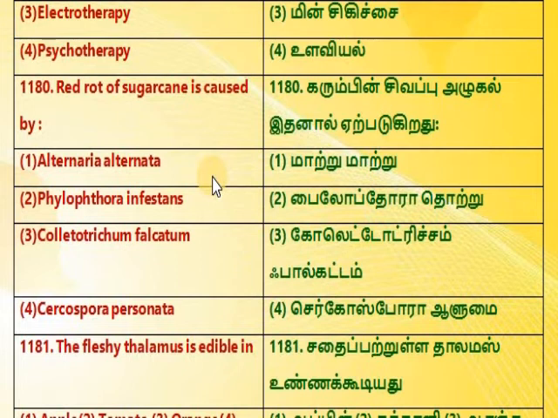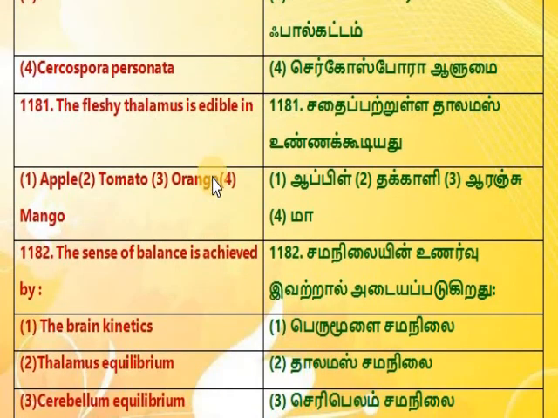1180. Red rot of sugarcane is caused by: 1. Alternaria alternata, 2. Phytophthora infestans, 3. Colletotrichum falcatum, 4. Cercospora personata. 1181. The fleshy thalamus is edible in: 1. Apple, 2. Tomato, 3. Orange, 4. Mango.